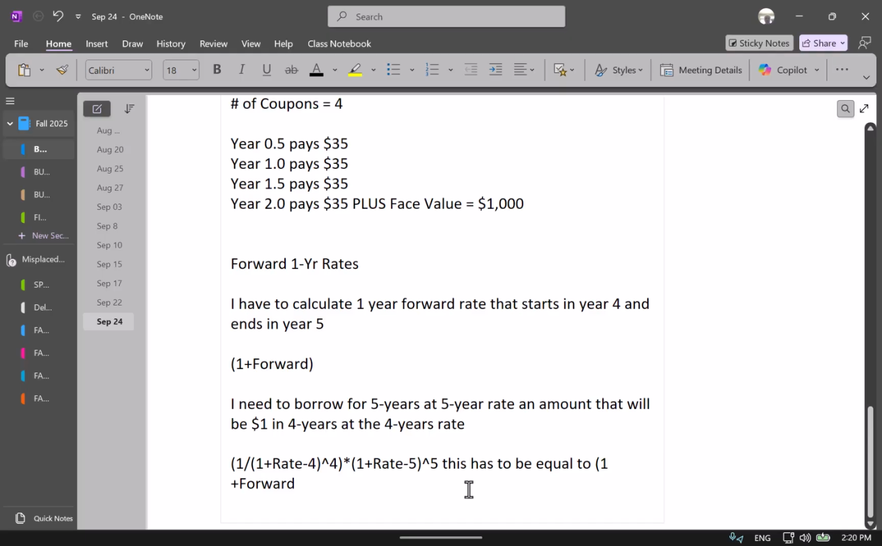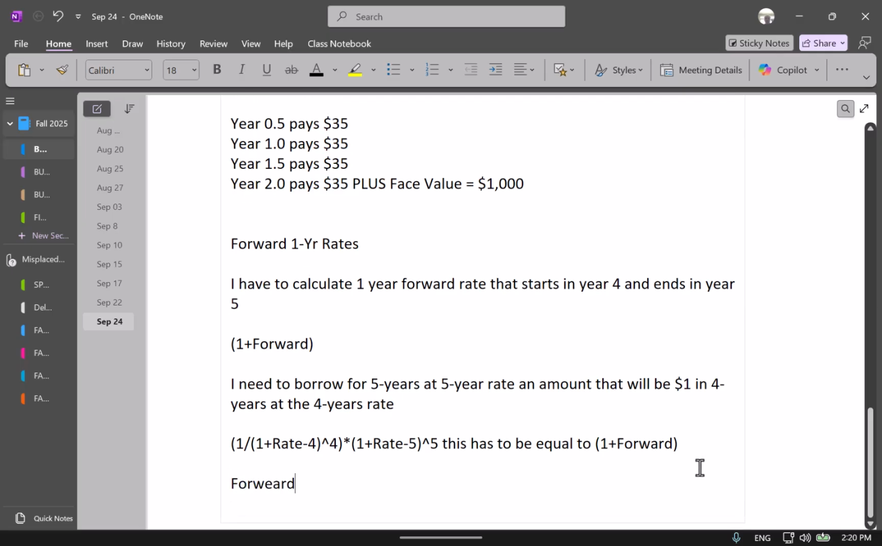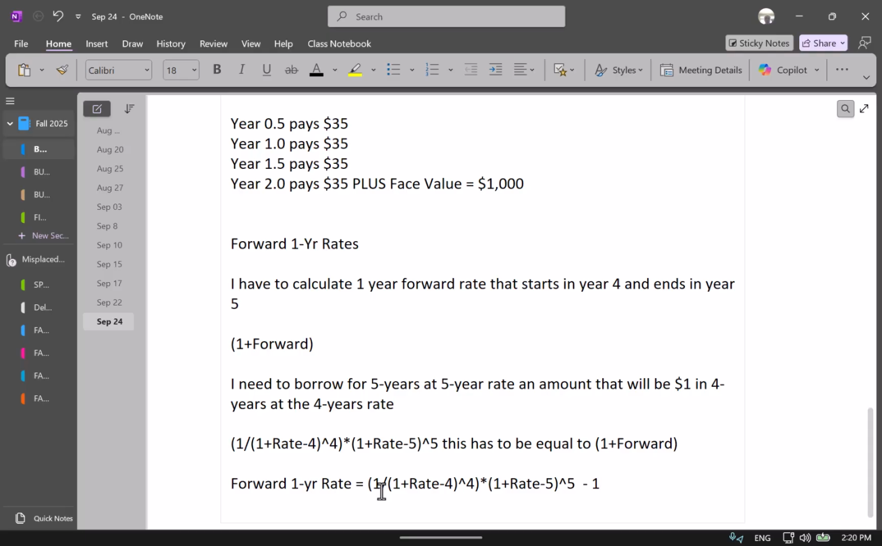So this is 1 year. I don't have to worry about a lot of other stuff. Forward 1 year rate equals all of this minus 1. Basically, if I'm doing 4-year, let's say the first thing we're going to do, let's implement this equation.